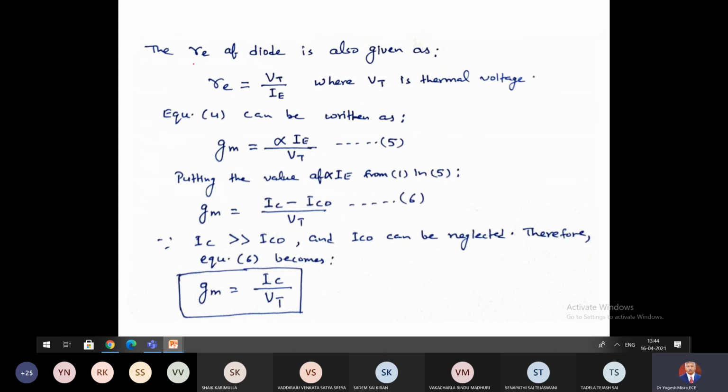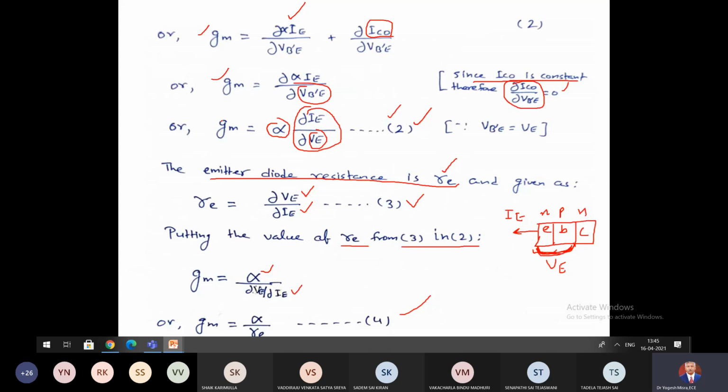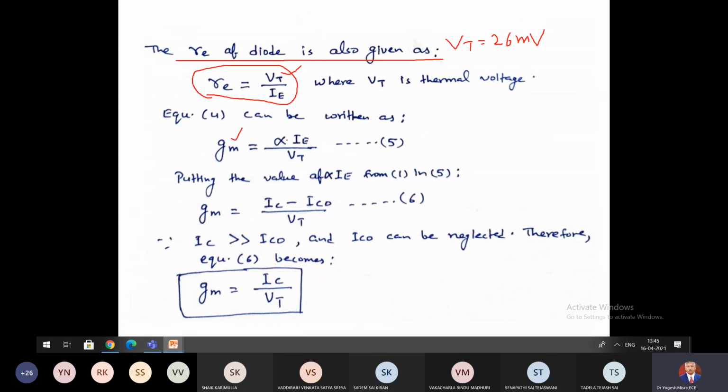Now the RE of diode, of any diode, the resistance is also given as VT by IE. Here VT is the thermal voltage whose value is 26 millivolt. VT is 26 millivolt. So now equation 4 can be written as, what is our equation 4? This. VT by IE. So GM is equal to alpha IE by VT. This expression will come.